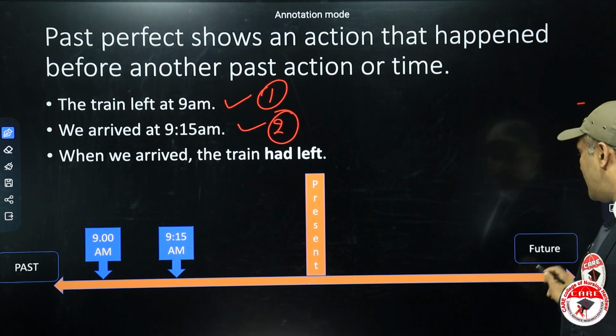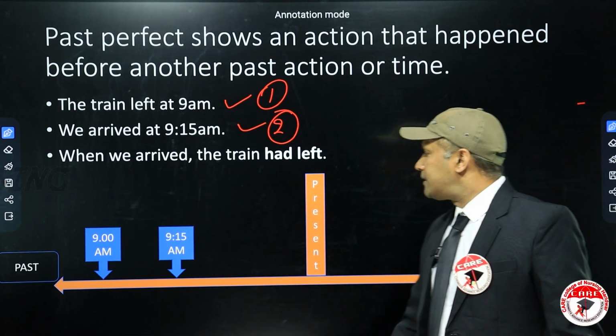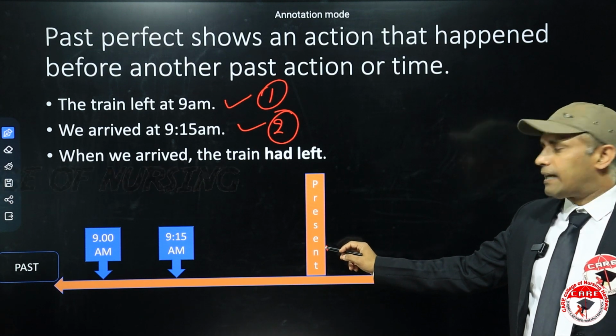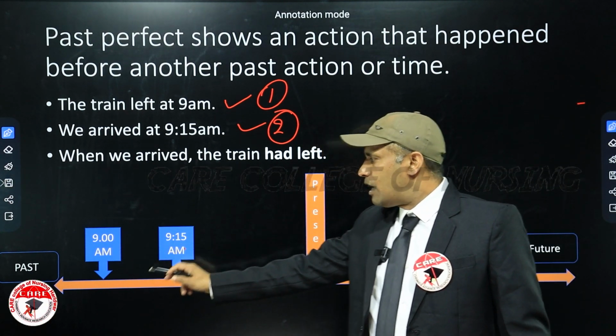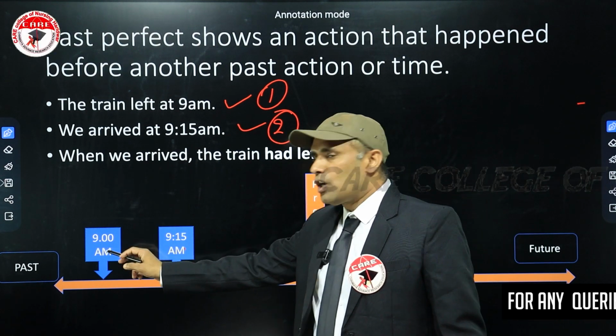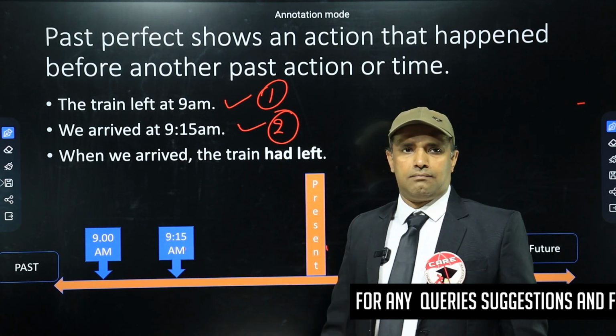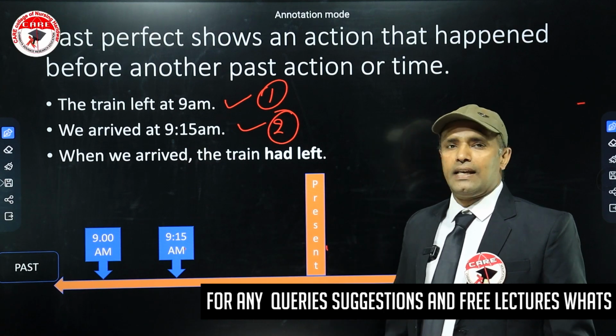This is the timeline. This is the future and that's the past, and this is the present where we are talking right now. Okay, so we are mentioning two incidents which happened in the past. One happened at 9 o'clock, the other one happened at 9:50. Right? So this is a format we can use.